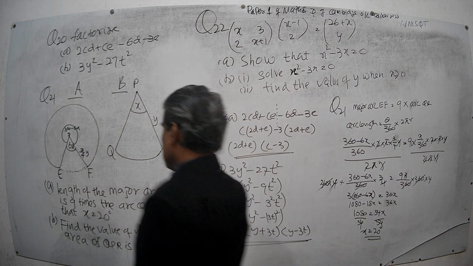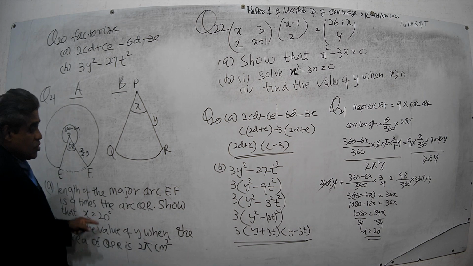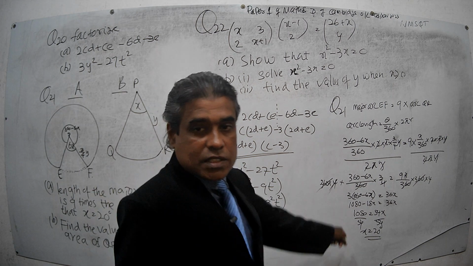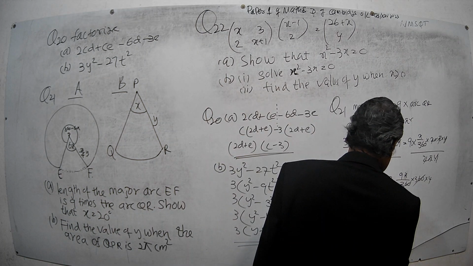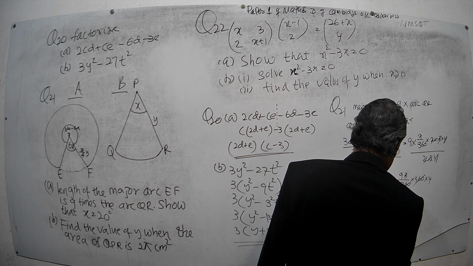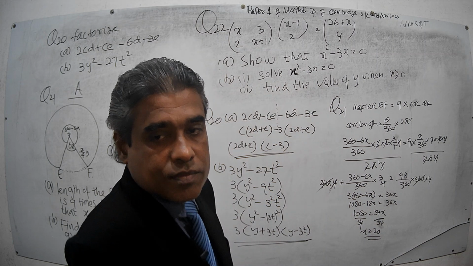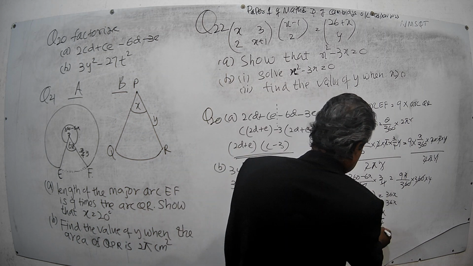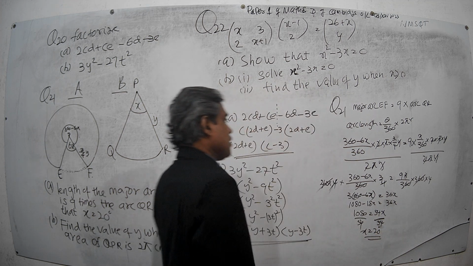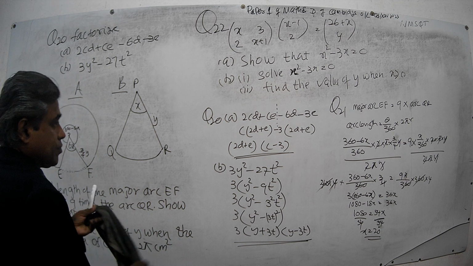That is what they ask. The length of the major arc EF is 9 times the arc QR. Show that x equals 20. Yes, that is how it is. It is shown. Right. Both sides are divided by 54, and the answer is 20 degrees. Right. That is done. Now the second part.